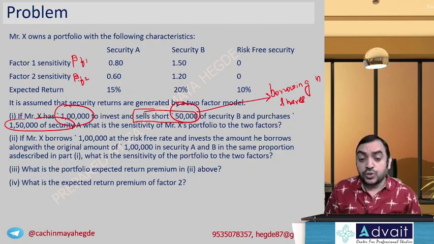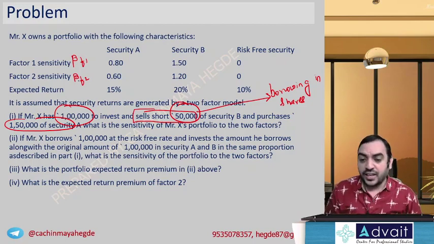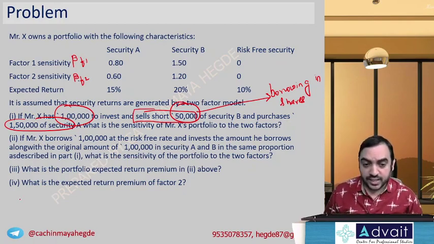If Mr. X borrows 1 lakh at the risk-free rate and invests the amount he borrows along with the original amount of 1 lakh in security A and B in the same proportion as described in part 1, what is the sensitivity of the portfolio to the above factors? What is the portfolio expected return premium in 2 above? What is the expected return premium for factor 2? Okay, let's calculate all these things.